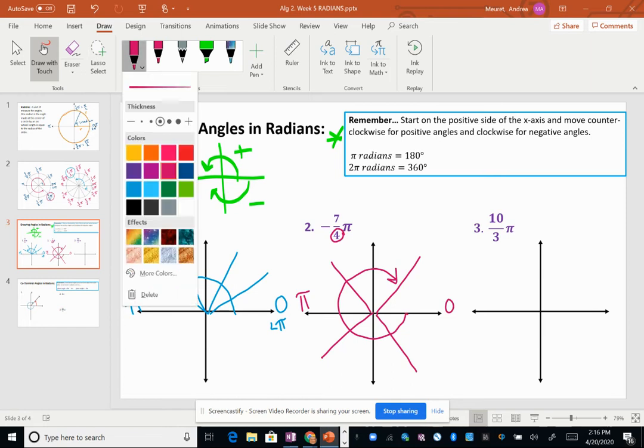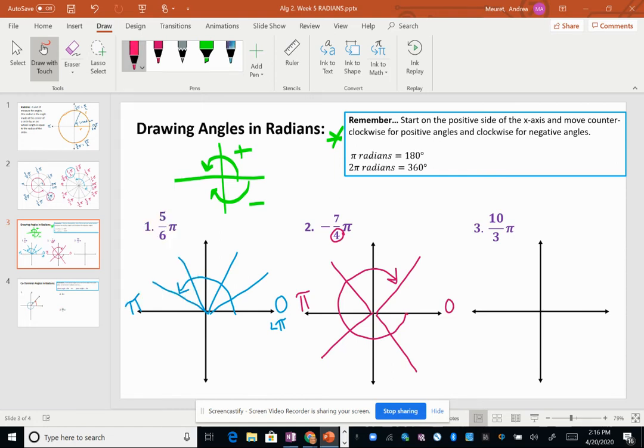On the last example, we have a number that's more than a full circle. So remember that every time you travel half of the circle, you've gone a distance of pi. And so 10/3 pi would be equivalent to 3 1/3 pi. Now, we never label angle measures using a mixed number, but it's helpful in thinking about how we're going to draw this angle and where it's going to land.